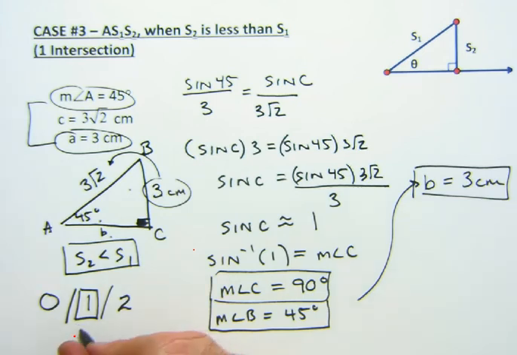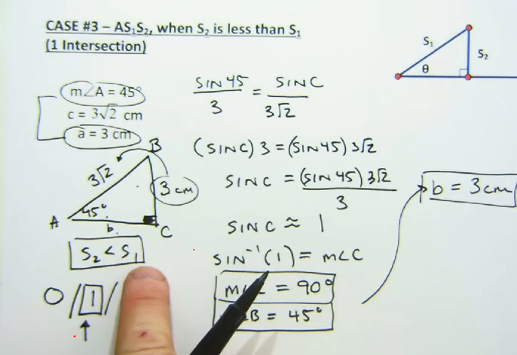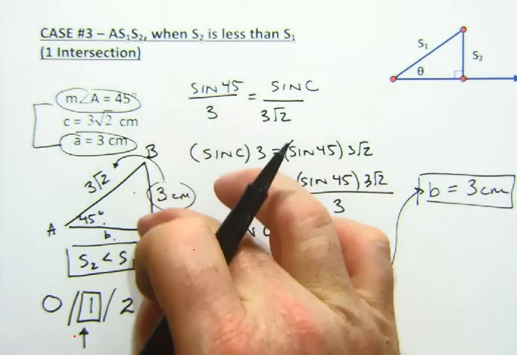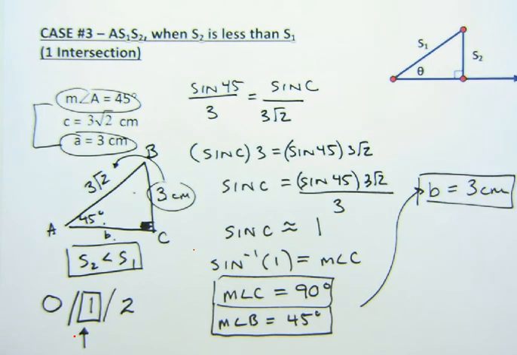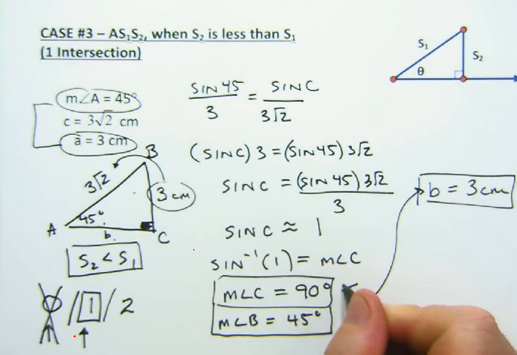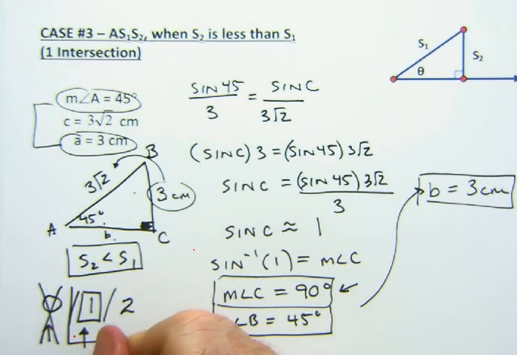But this is the case of exactly 1 answer when side 2 is smaller than side 1, because it touched exactly at 90 degrees. It didn't give us an error, so it wasn't the 0 case. It gave us exactly 90 degrees, so we knew it was the single answer, what we would call the HL case.